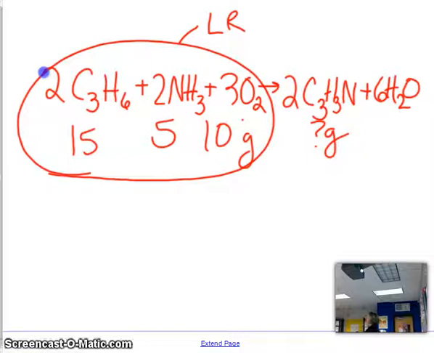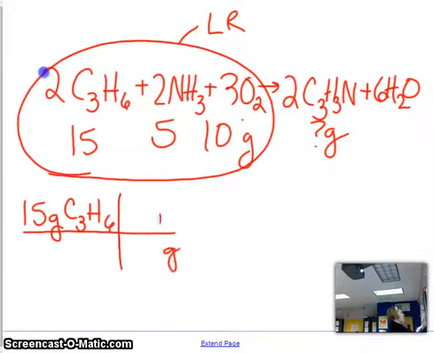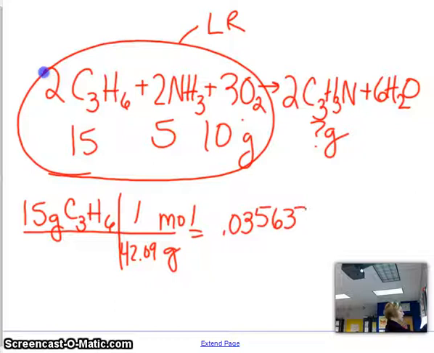Okay, so first thing you need to think about is that we work in the language of moles. So we need to get each of these reactants to moles. So hopefully you all did that, right? You took your 15 grams of the C3H6 and got it to moles. And you can see that I got the moles on my paper there. 1 mole is 42.09, and you should get 0.356371 moles of the C3H6.